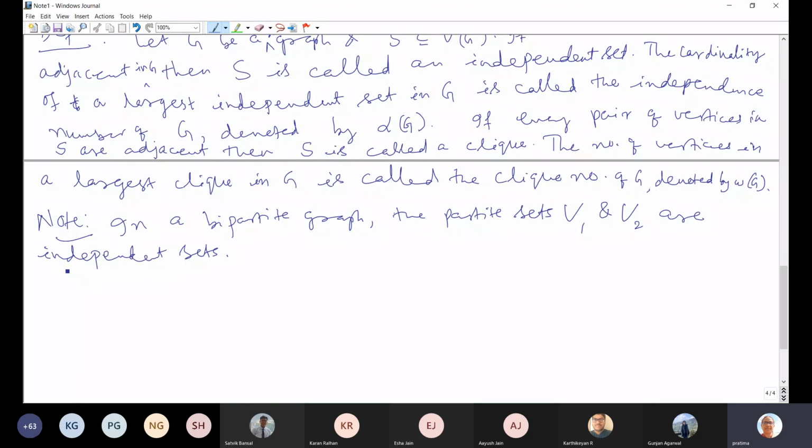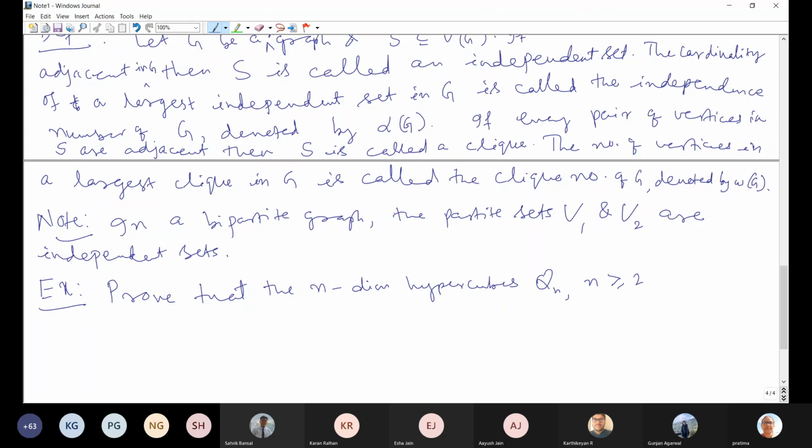Can we have some more examples of bipartite graphs? What can you say about the hypercube? I will leave this as an exercise: prove that all n-dimensional hypercubes Qn, n greater than or equal to 2, are bipartite graphs.